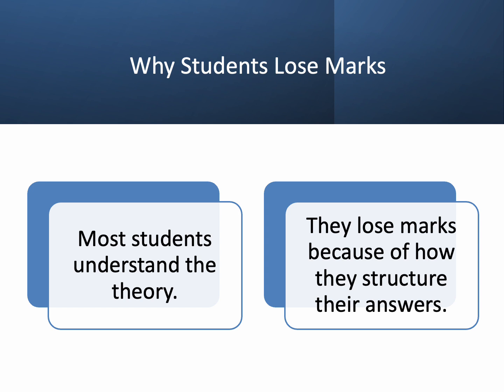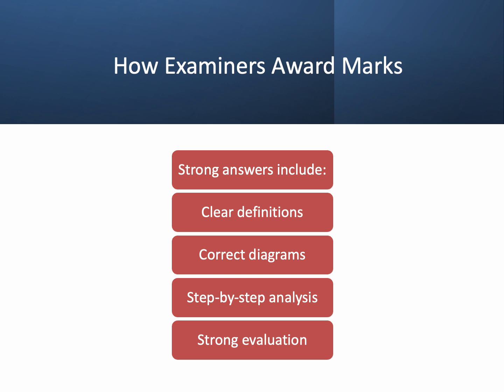Paper 1 rewards structured economic reasoning. Examiners are looking for clear explanations that show how one step leads to the next. If your answer stops too early or jumps steps, you can lose a surprising number of marks, even if your understanding is correct. To score highly on paper 1, examiners are looking for 4 key things.